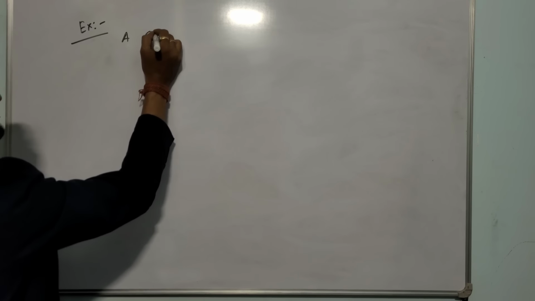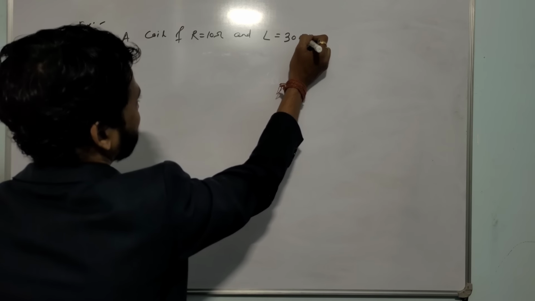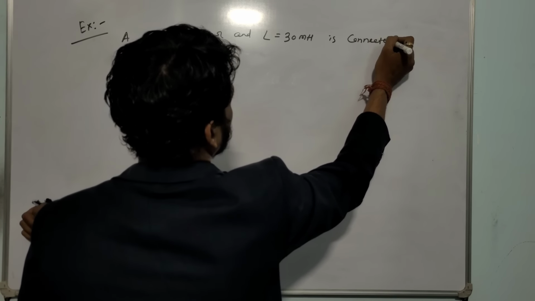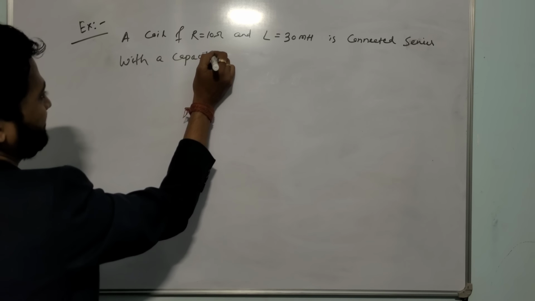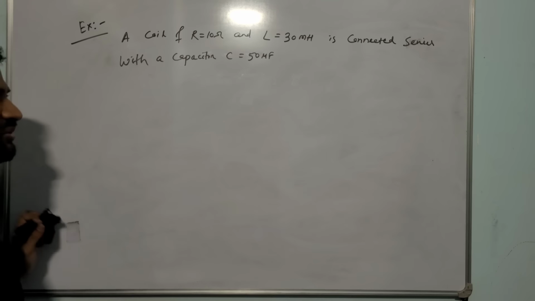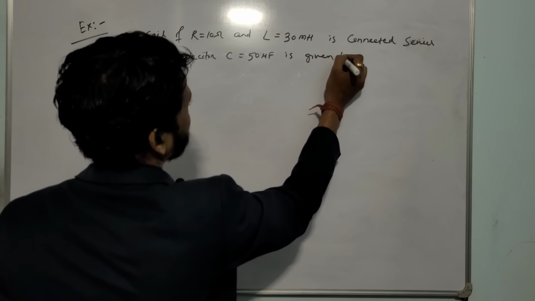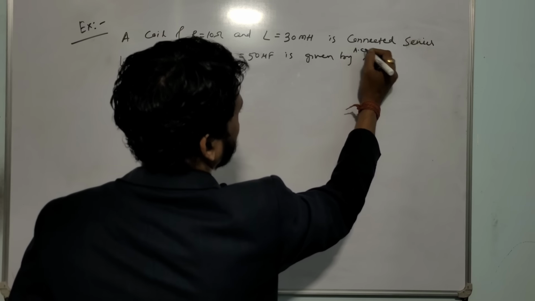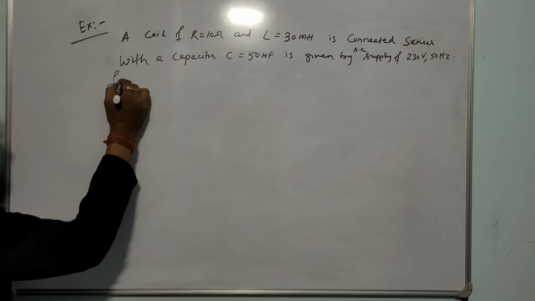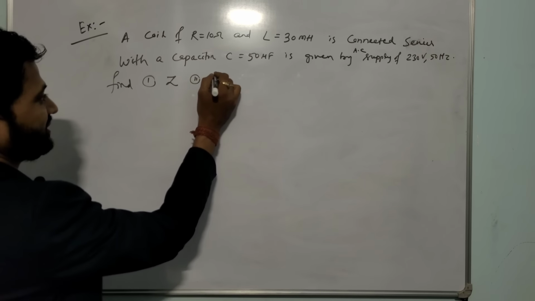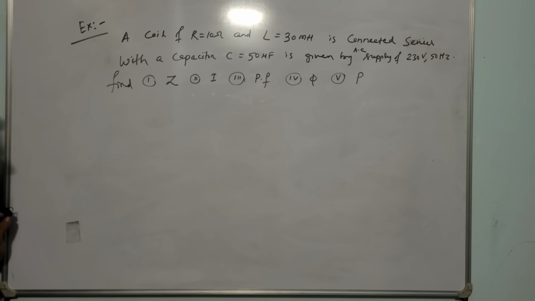क्या क्वेश्चन आ सकता है? A coil of resistance 10 ohm and inductance, let it be 30 millihenry, is connected in series with a capacitor of capacitance 50 microfarad. जो भी है मैं वैल्यू आर्बिट्रली दे रहा हूँ. Capacitance 50 microfarad is given by supply, AC supply of 230 volt, 50 hertz. ठीक है, so we'll have to find first bit impedance, second bit current, third bit power factor, fourth bit phase angle, and fifth bit power consumed by the circuit.